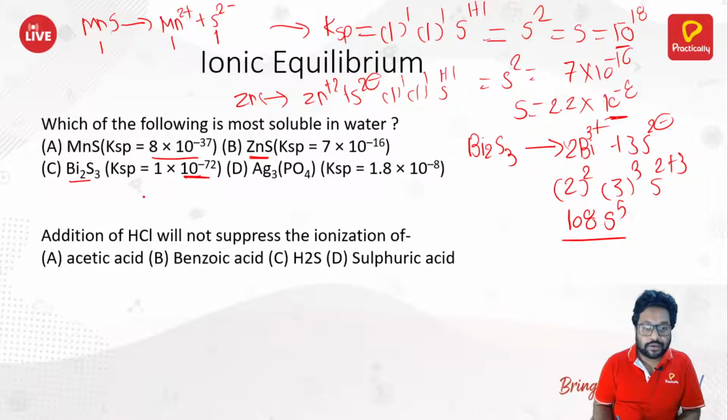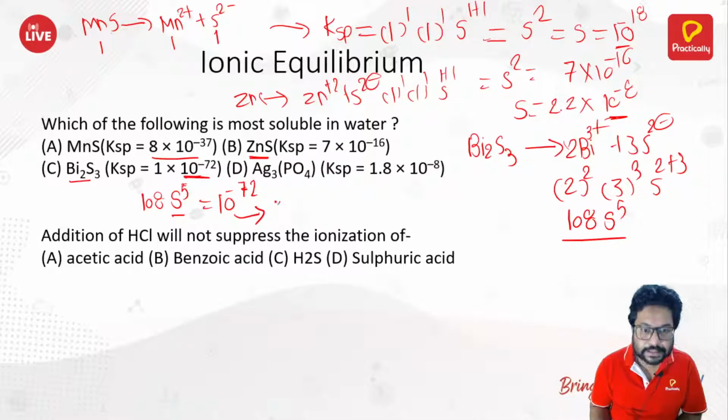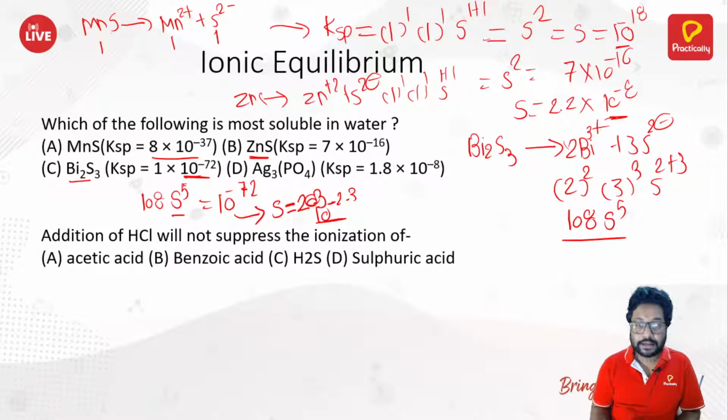So 108 S raised to 5 equals 10 raised to minus 72. If you find its S, it is somewhere around 10 raised to minus 2.3. Okay, you can find that.